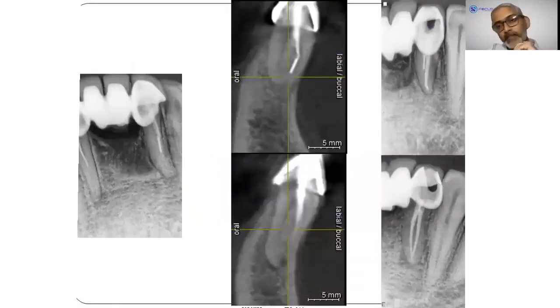This is one case in which we did a CT for an anterior tooth, because in a radiograph sometimes these two canals of the mandibular incisors won't be visible. So the only option is to go for a CT. The CT image shows a buccal canal like this and a lingual canal like this. So that is how the canals are located in a mandibular lateral incisor.